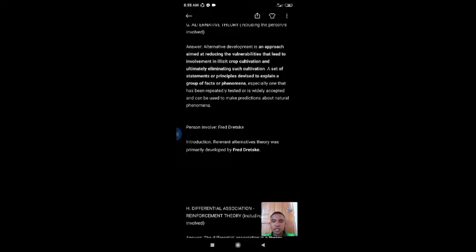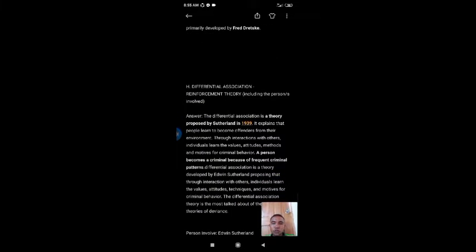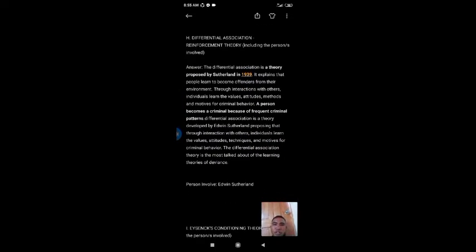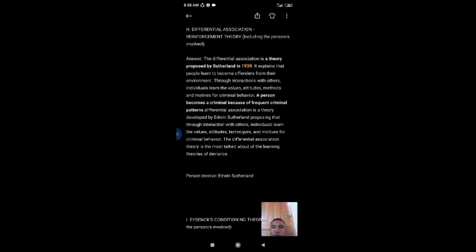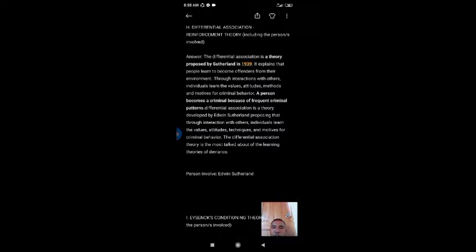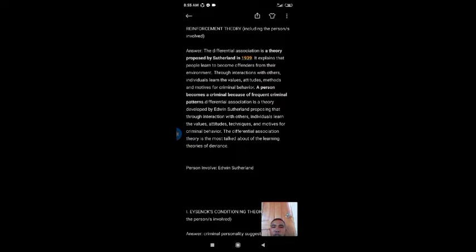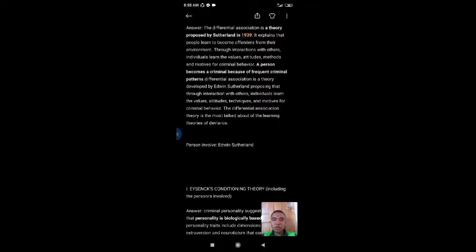developed by Friedrich. So the H of this number 2 is differential association, reinforcement theory. The differential association is a theory proposed by Sutherland in 1939. It explained that people learn to become offenders from their environment. Through interaction with others, individuals learn the values, attitudes, methods, and motives for criminal behavior. A person becomes a criminal because of frequent criminal patterns.